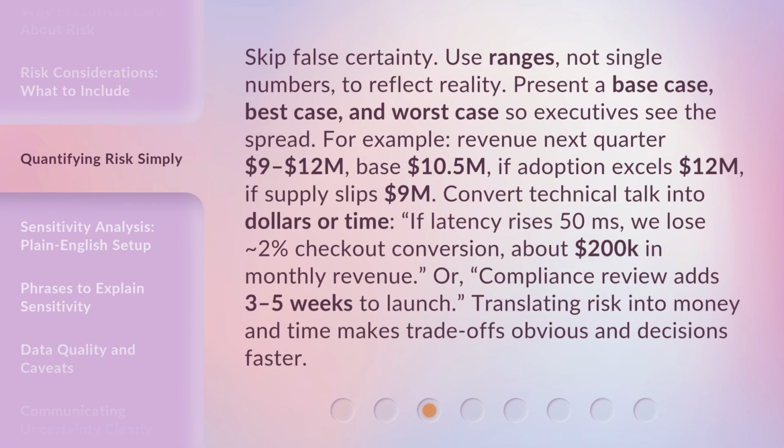Skip false certainty. Use ranges, not single numbers, to reflect reality. Present a base case, best case, and worst case so executives see the spread. For example, revenue next quarter: $9 to $12 million, base $10.5 million. If adoption excels, $12 million; if supply slips, $9 million.